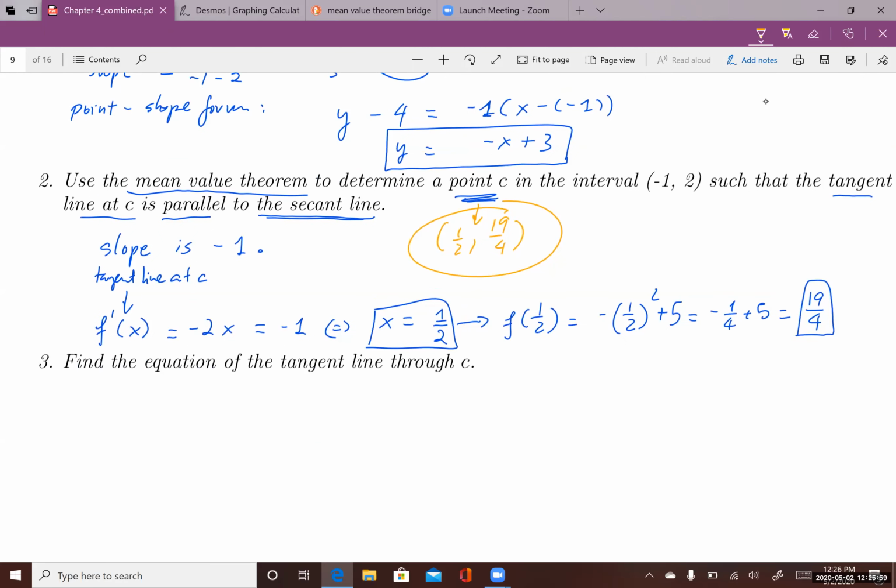Okay, the last one is to find the equation of the tangent line that goes through C. So we know the slope is -1. We know the point is this. We can just find the line by using point slope form.